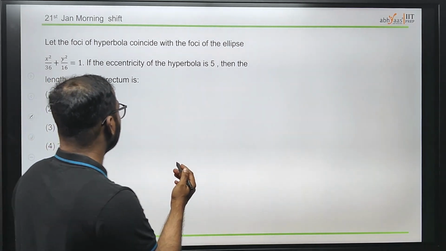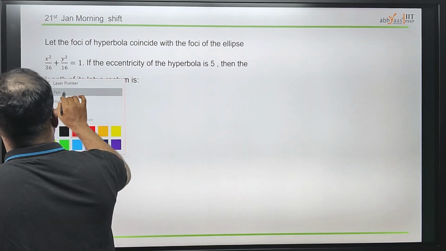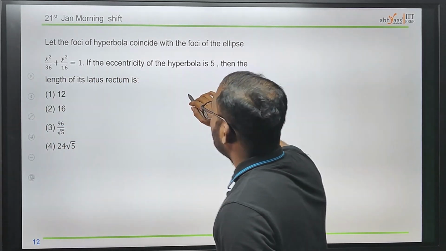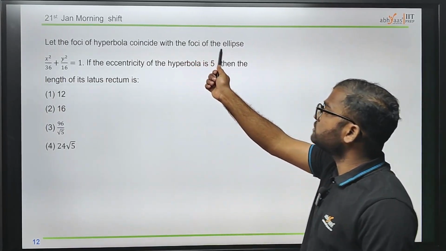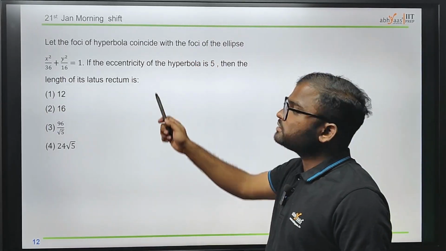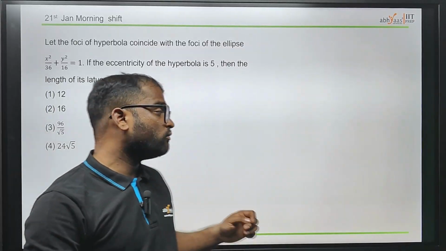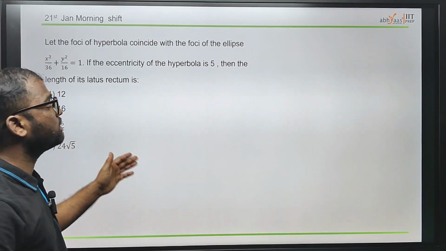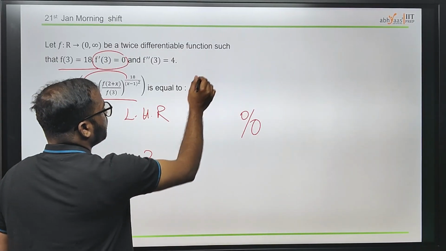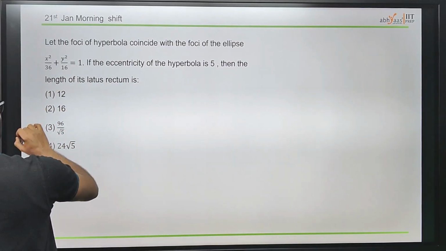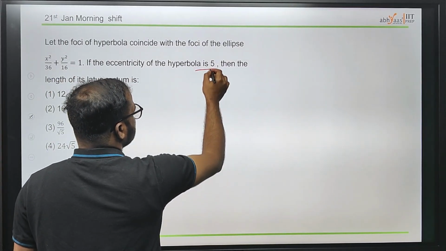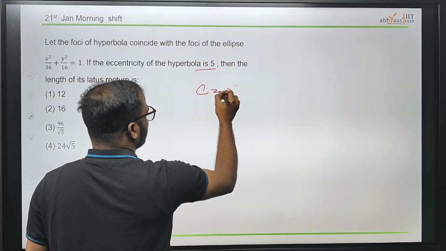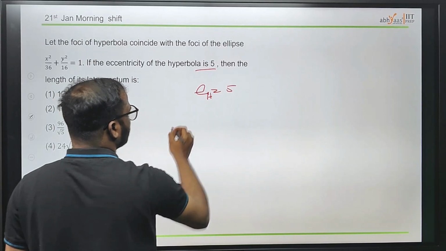Next we have another one, which is a hyperbola and ellipse question, in which they have given that the foci of the hyperbola coincide with the foci of the ellipse. That means we have to equate both foci, then you can easily find it. For that we have the eccentricity of the hyperbola, say E equal to 5, call it EH.